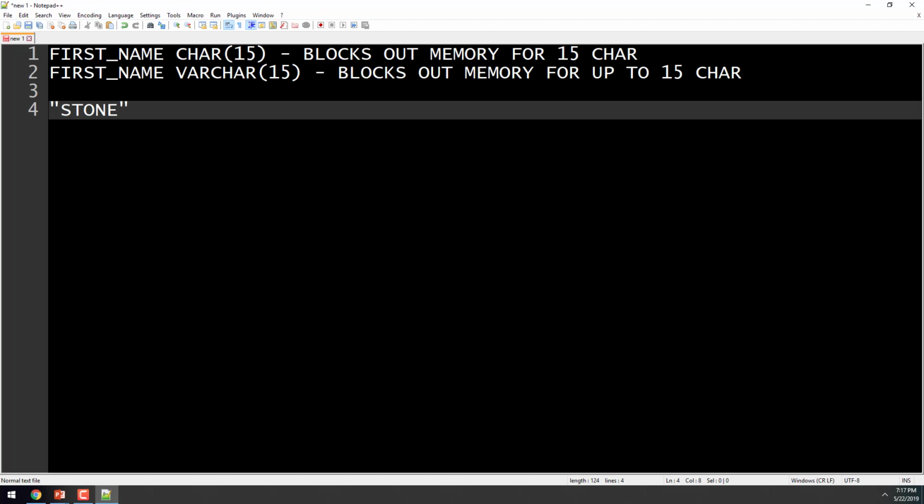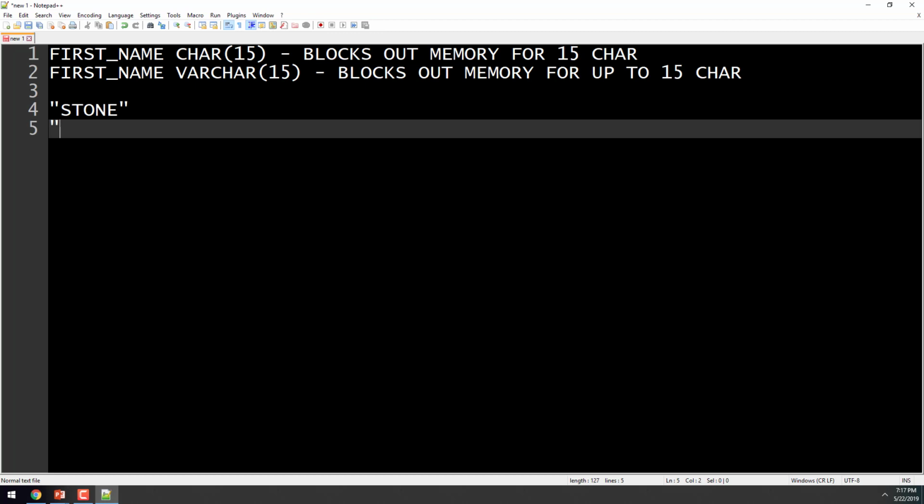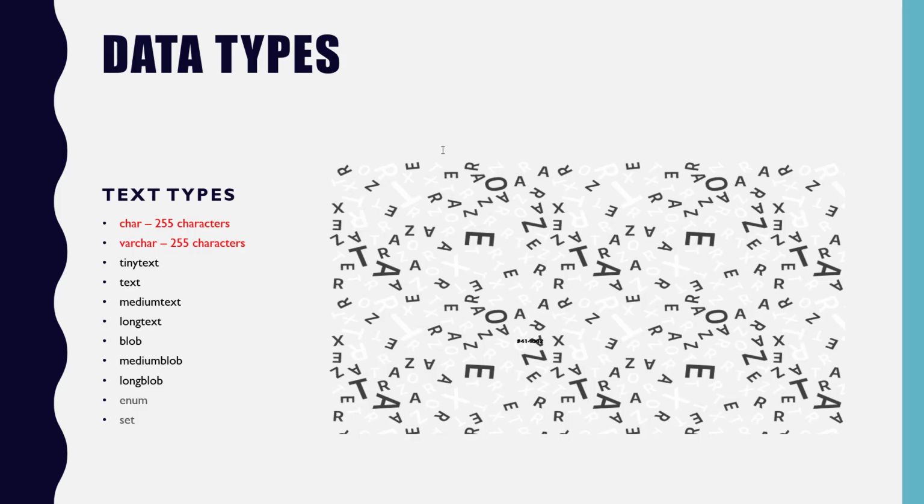Make sense? So if the next record was Tom's last name, then it's going to only block out 3, unless I was using a character. Right? Did I spell it right? Hopefully. If I were using a character, then it would block out 15 completely. But in this case, it would only block out 3 if I was using a variable character. Make sense? Okay, fabulous. Back to the thing here.